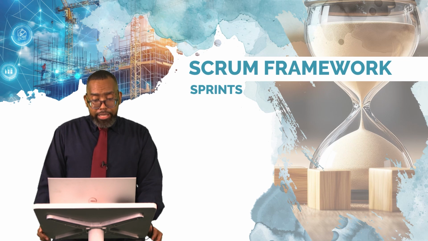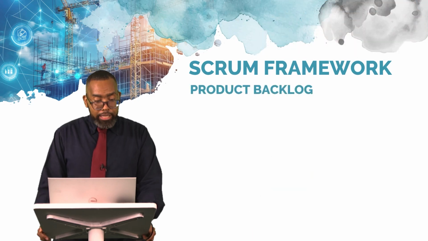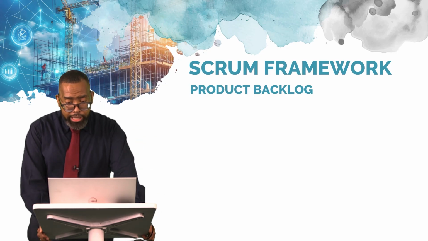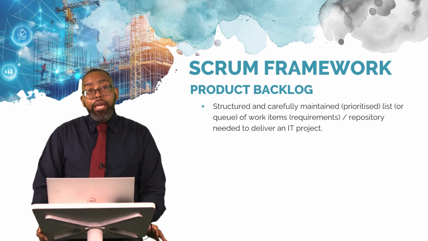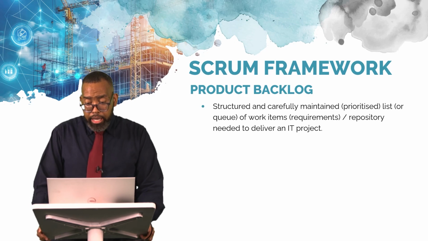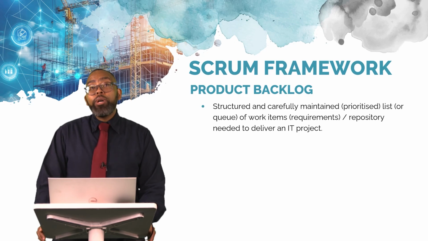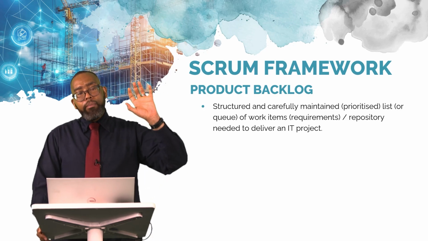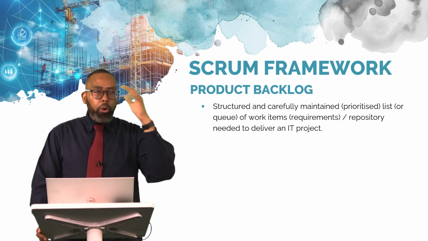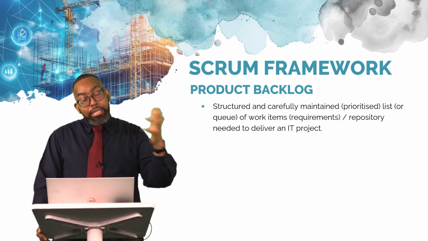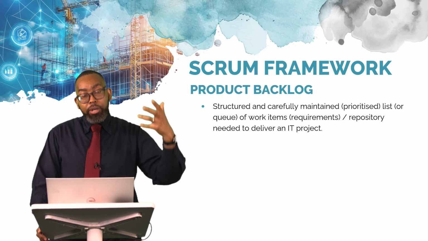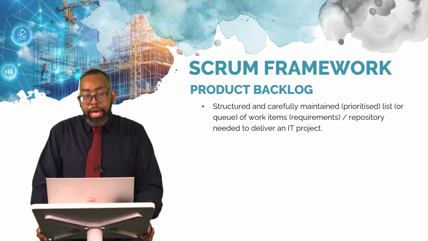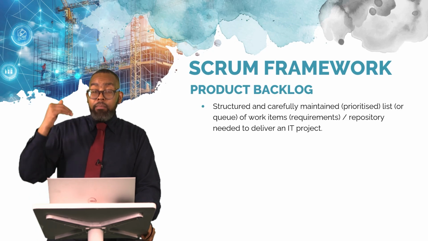Right. The second element is the product backlog. And what the product backlog is essentially is a carefully maintained, structured, prioritized list of work items. So effectively, the product backlog is in essence a cupboard in which all the activities and the work deliverables that the team need to conclude in the sprint or for a project are contained. And typically that list is in a prioritized fashion.